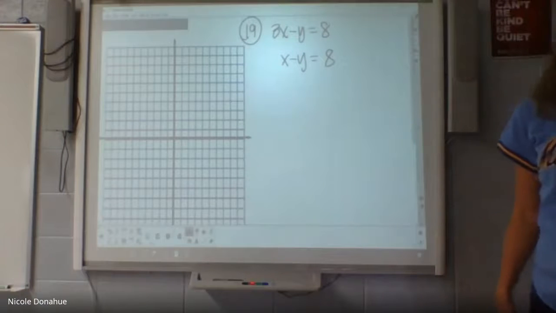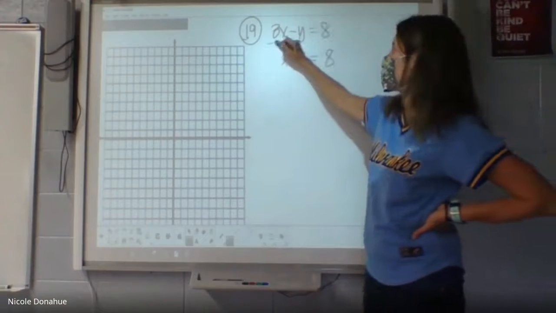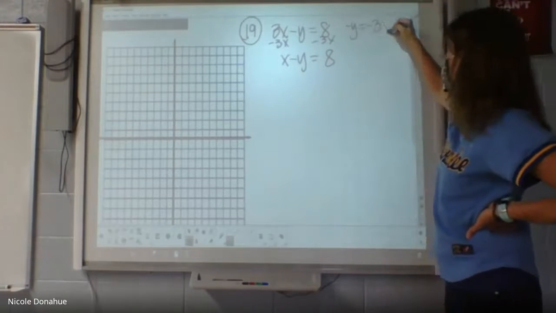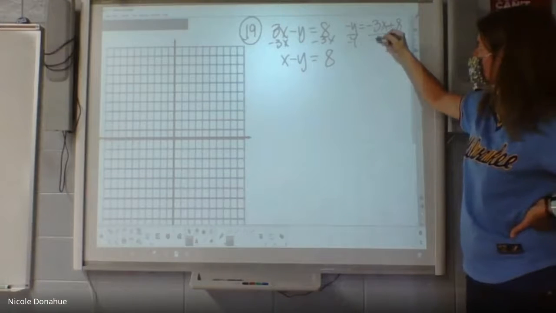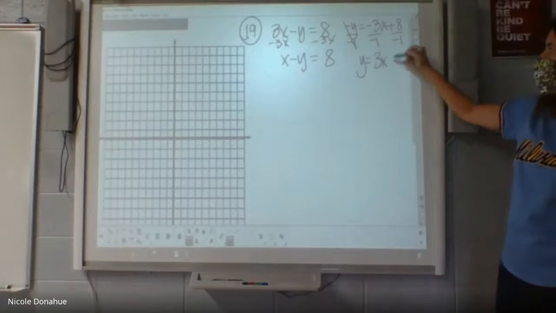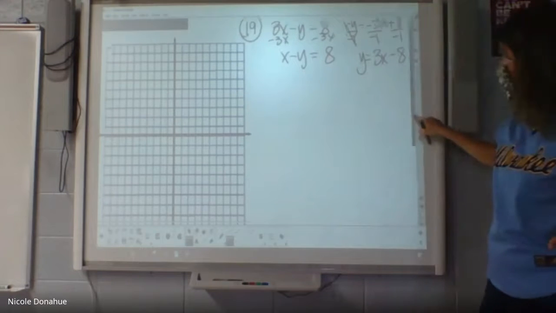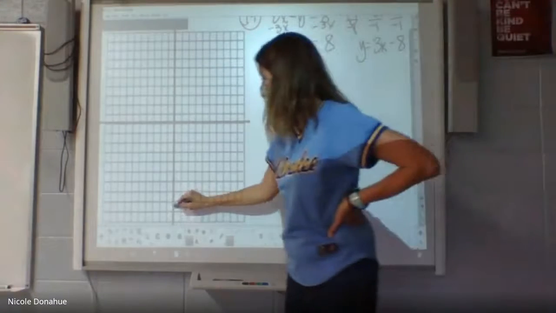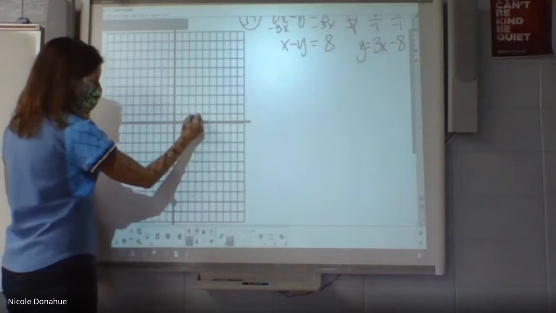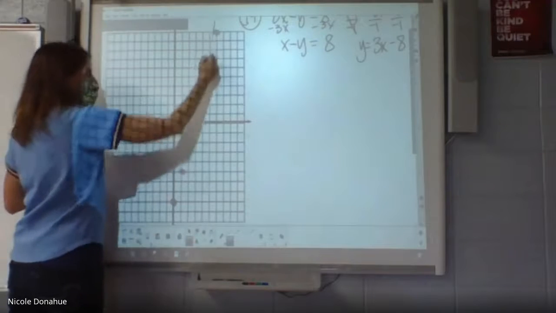Okay, so guys, let's go through these. Number 19, I have to move this 3x over. Actually, I probably have to move the y over. I'm going to divide by -1, so this becomes a positive 3x, and then a -8. I'm going to begin at -8 on the y-axis and go up 3 and over 1, up 3 and over 1. So there's our first line.